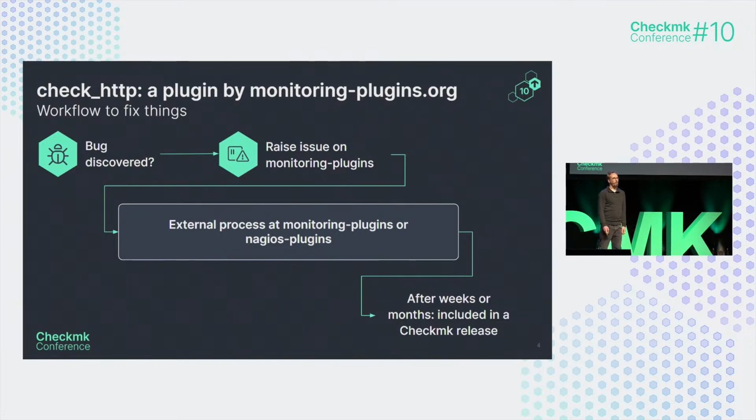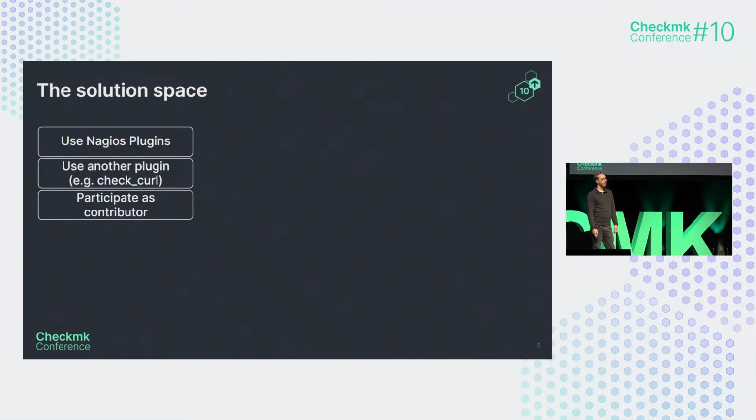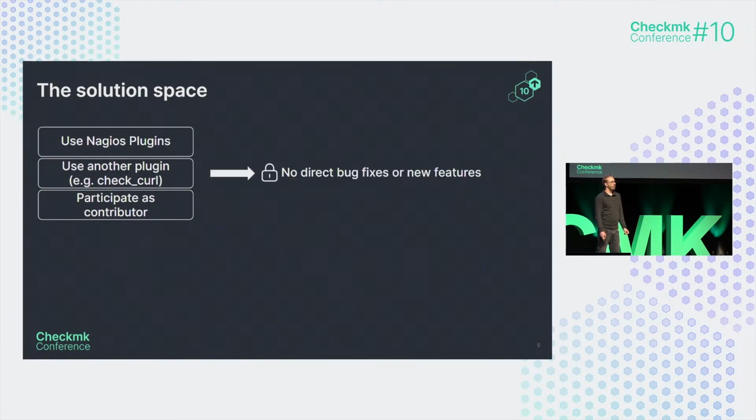So what can we do about that? We could have switched back to Nagios plugins in hope for faster bug fixes or eventually new features. We could also have switched to another implementation from monitoring plugins itself. And we could engage directly as a contributor to one of these two projects. But the main problem would persist.